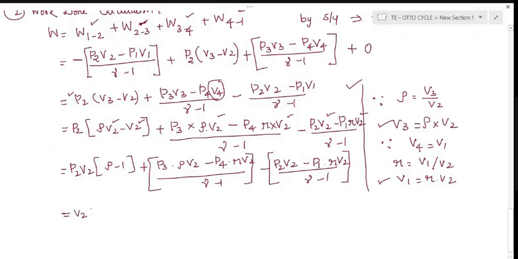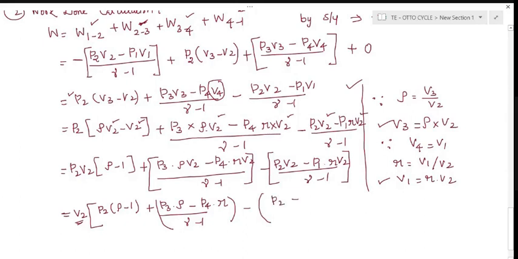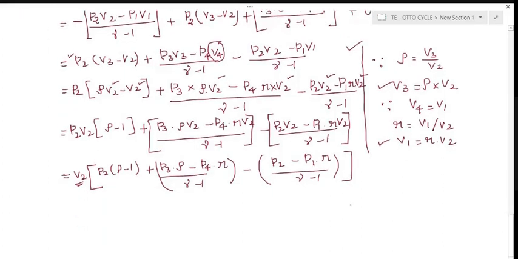Just rearrange the equation like this: V2 times P2 into rho minus 1, plus, since we already took V2 outside, P3 into rho minus P4 into R, divided by gamma minus 1, minus of P2 minus P1 into R, divided by gamma minus 1.